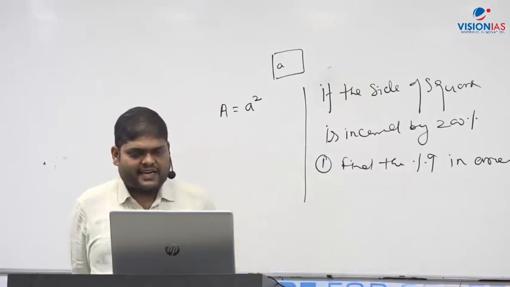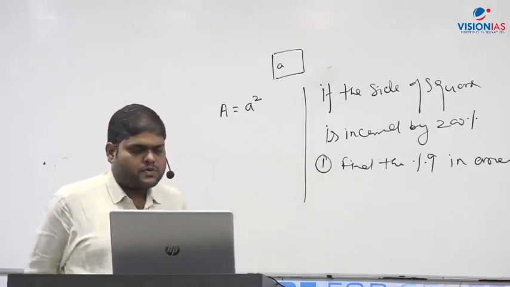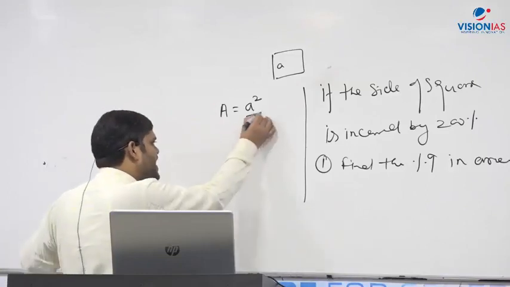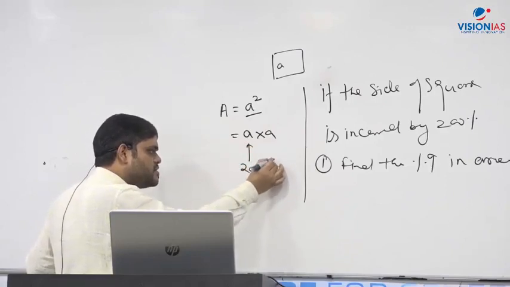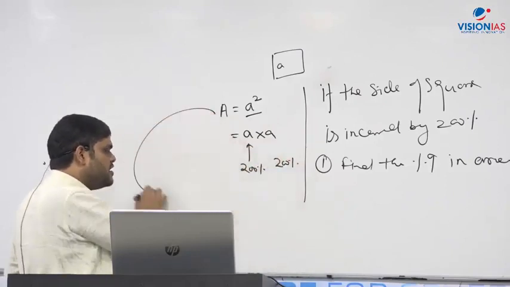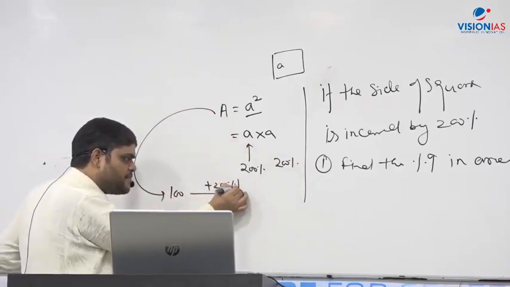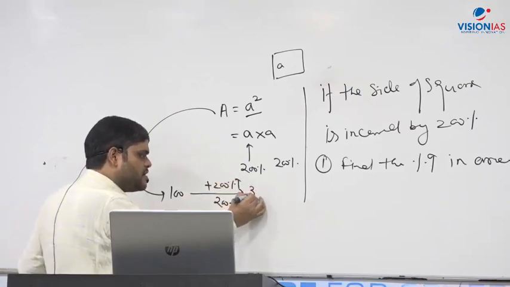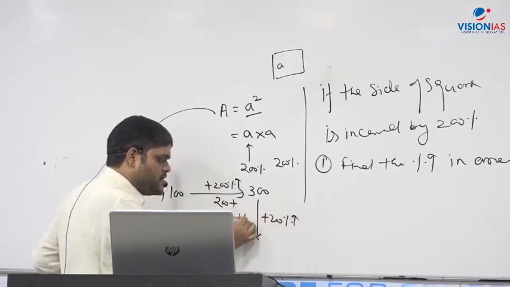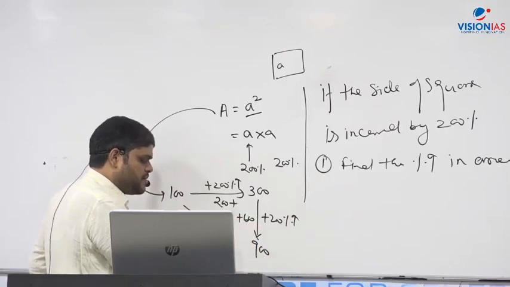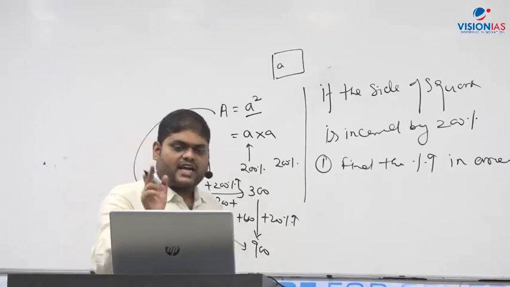Yes, most of you are right. Fine. Area is A square, A into A. 200%. Let's take this as 100. First 200% increment, this becomes 300. Now again 200% increment, plus 600. This becomes 900. So increment is of 800%, not 900%.